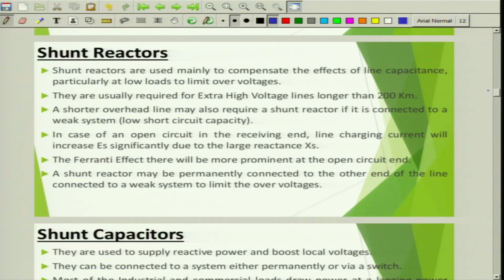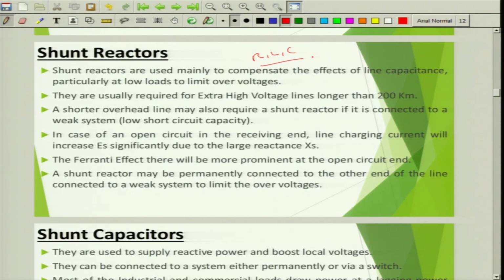And there is another device which is called shunt reactors. It's exactly opposite to the shunt capacitors. Shunt reactors are used mainly to compensate the effects of line capacitance. So we basically play with these things, R, L, C, right? If L is high, we will try to bring C to manage it. If C is high, we will try to bring L to manage it. So that's where we play. So if there is high line capacitance, you use inductors to sort out the issue. That's it. So particularly at low loads, to limit over voltage.